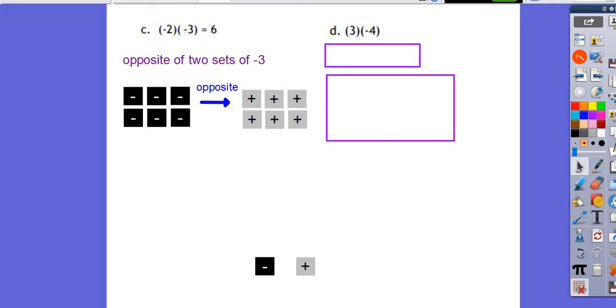Okay, D. How do I write that in words? Do I write the word opposite? No. 3 sets of negative 4. Very good. Write it.